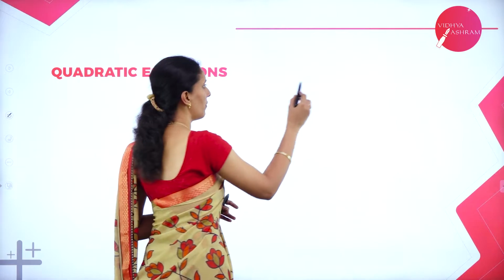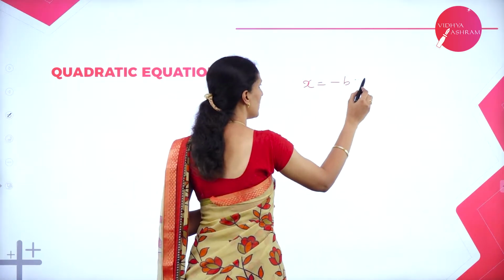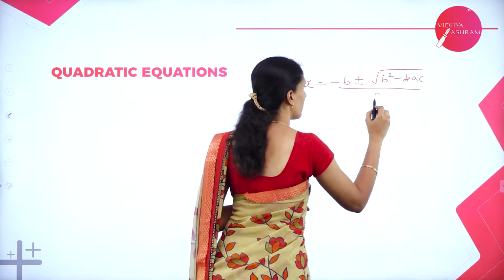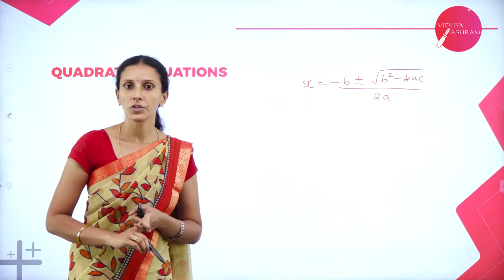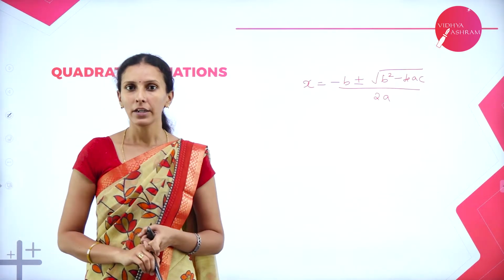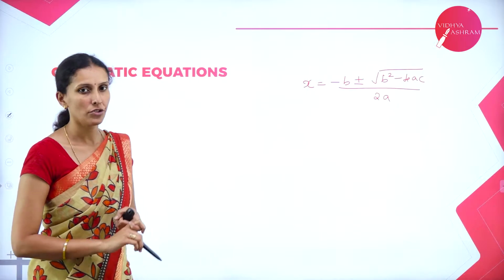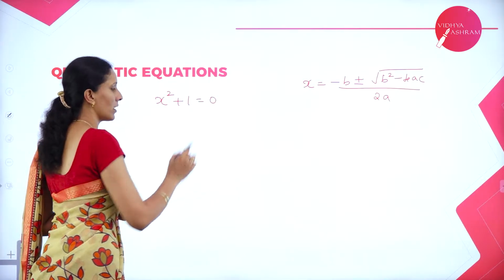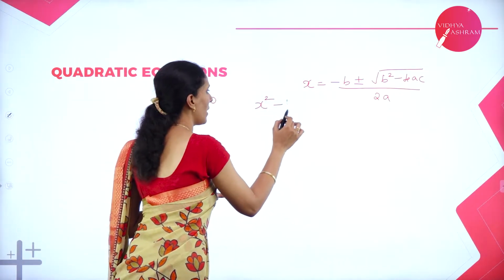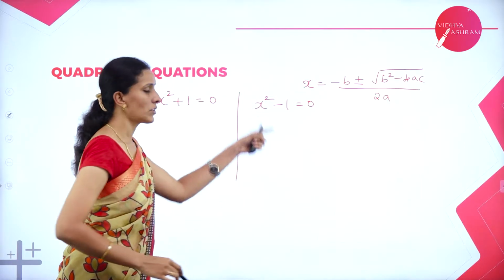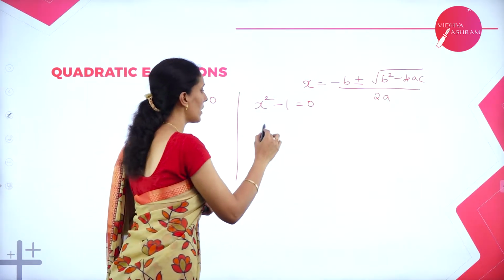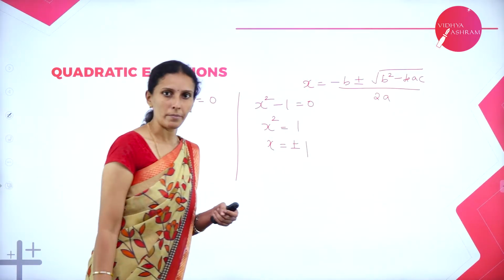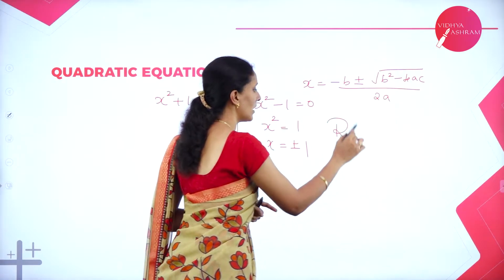That is, you have used the formula x is equal to minus b plus or minus square root of b square minus 4ac divided by 2a. So this formula holds good for the real numbers, but we may come across certain situations of quadratic equations. As an example, I am taking x square plus 1 is equal to 0. I'll take one more example, x square minus 1 is equal to 0. This is the case where you have found the solution of the quadratic equation. x square is equal to 1, x is equal to plus or minus 1. So this is nothing but the real number.